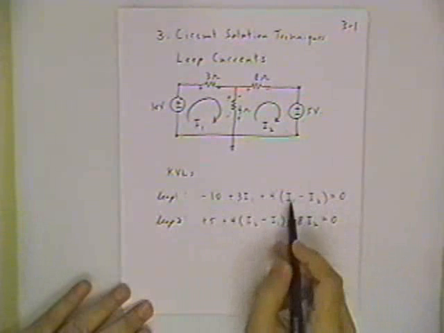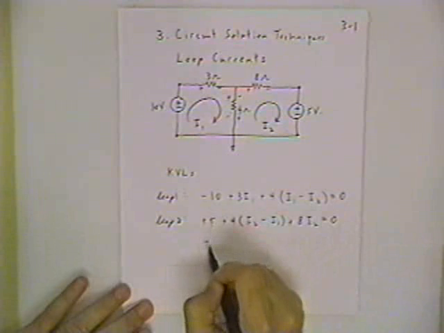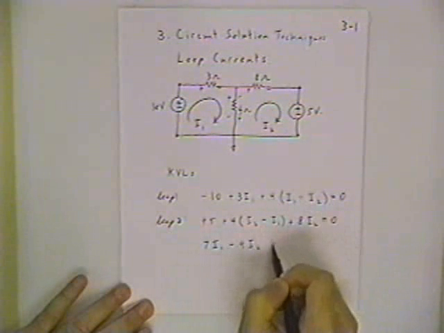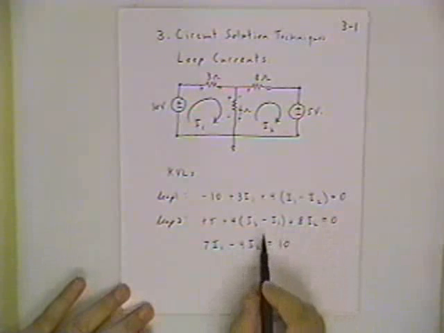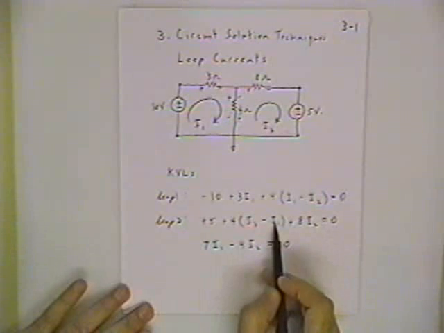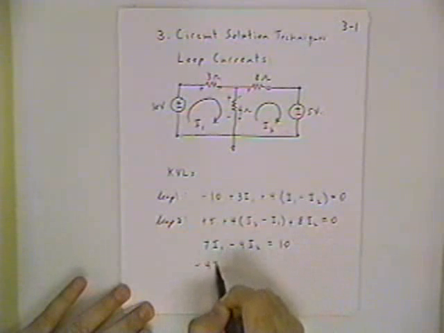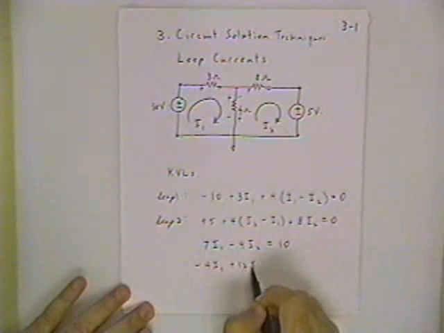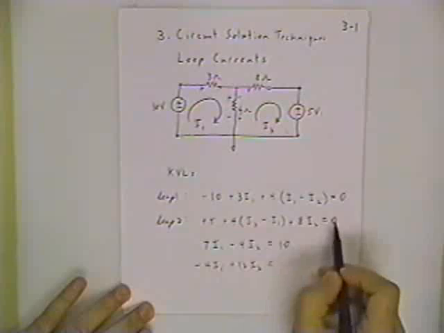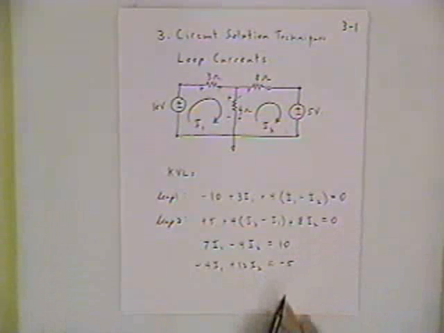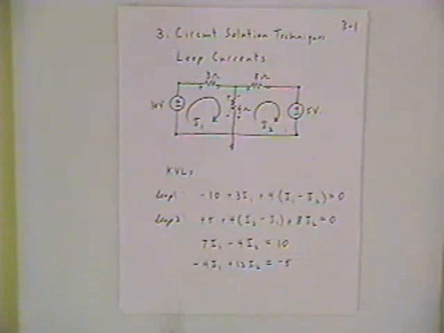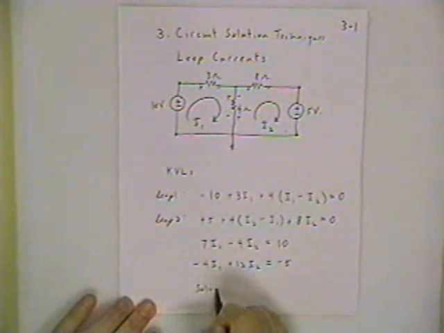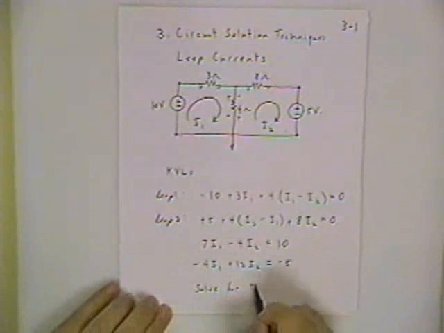Now what you would do is continue with this problem and set up the simultaneous equations. 7I1 minus 4I2 equals 10. The total I1's in the second equation: you have negative 4I1. You have 8 plus 4, or 12 I2, equal to, carry this term over to the right-hand side, it becomes a negative. And at this point, the circuit analysis is actually complete. What we have is a well-defined mathematical problem, and what you would want to do is solve for I1 and I2.